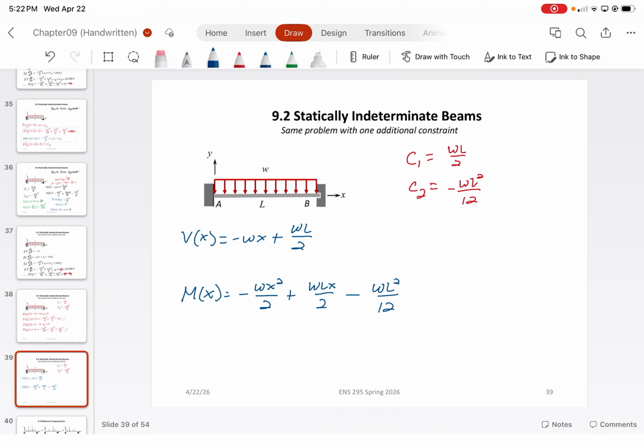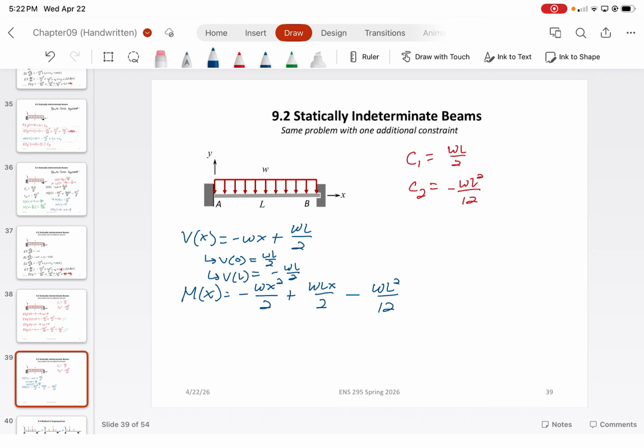Now with this, we can determine the shear and moment diagrams. So we wanted to find, for example, V of x equals 0. And what we should get is at point A, the shear force is positive wL over 2. And then V at point B is equal to negative wL over 2, because negative wL plus wL over 2 will give you negative wL over 2.